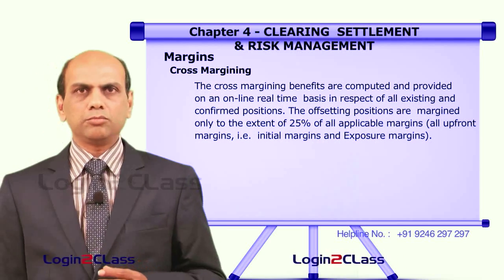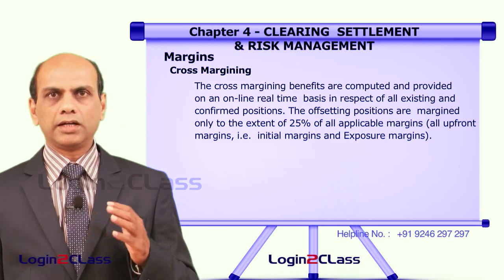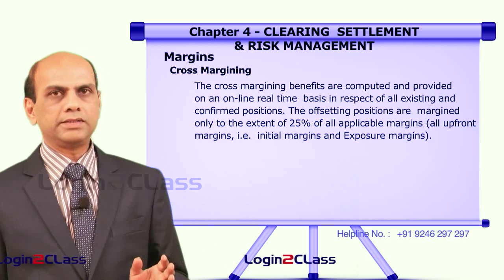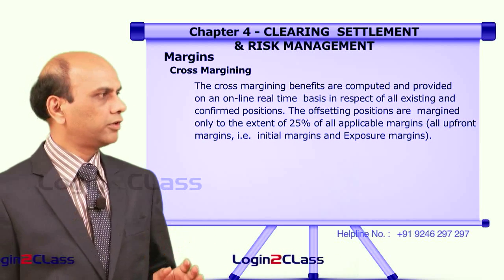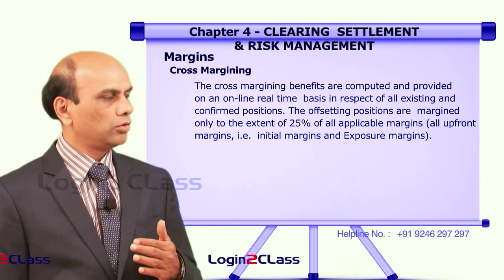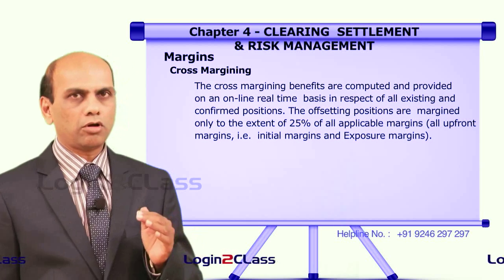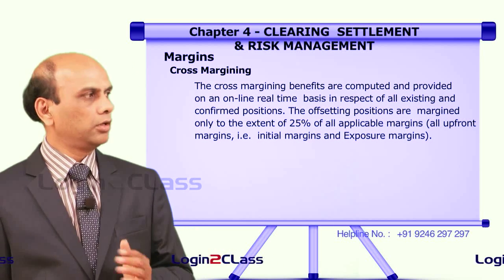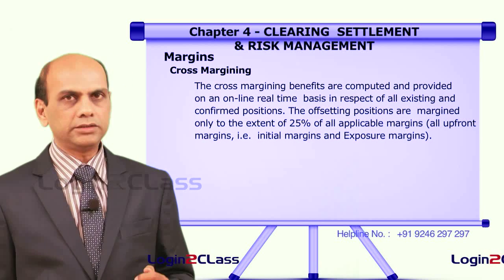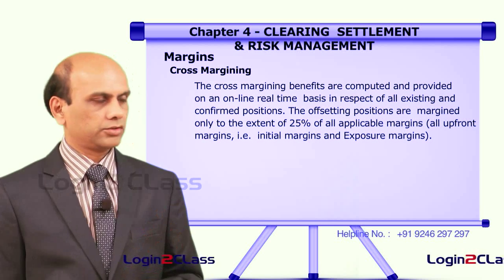The cross margining benefits are computed and provided on a real time basis in respect of all existing and confirmed positions. The offsetting positions are margined only to the extent of 25% of all the applicable margins, that is all upfront margins, that is initial margins and exposure margins.